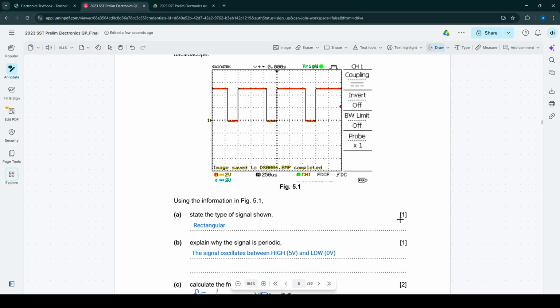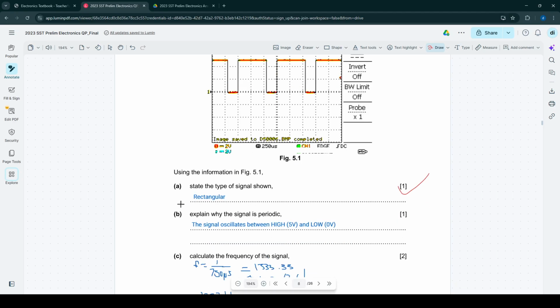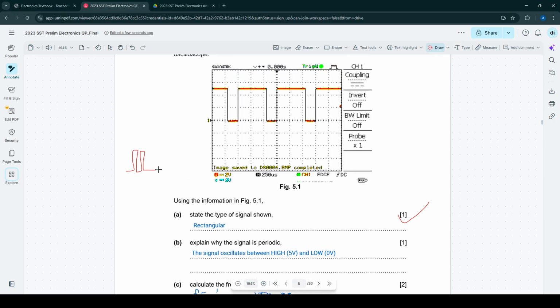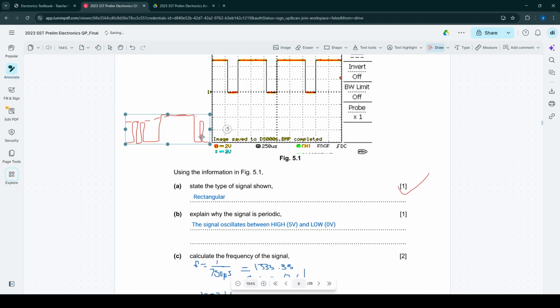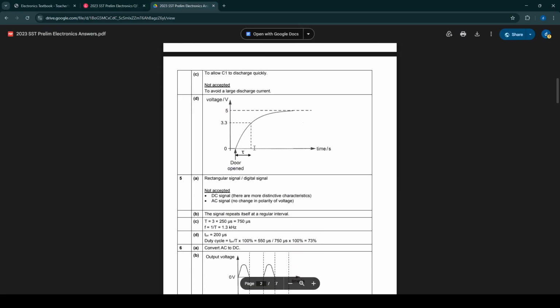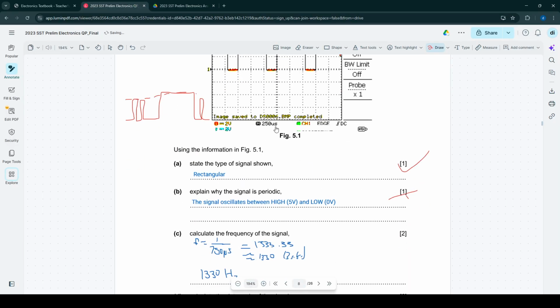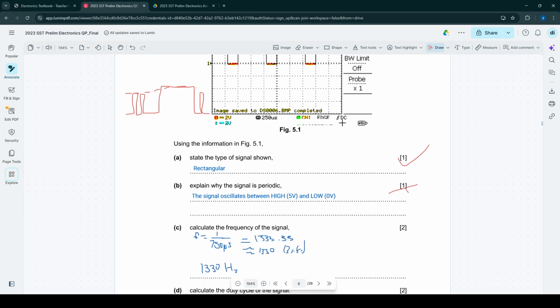Okay. Rectangular, yes, this is rectangular. Signal oscillates between 5 volts and 0 volts. No, this is wrong. Explain why the signal is periodic. It oscillates between high and low, but that is not what makes a signal periodic. So this statement is wrong already. The signal repeats itself at a regular interval. Yeah, there's an observable pattern here. You have to state that there's an observable pattern that constantly repeats itself.